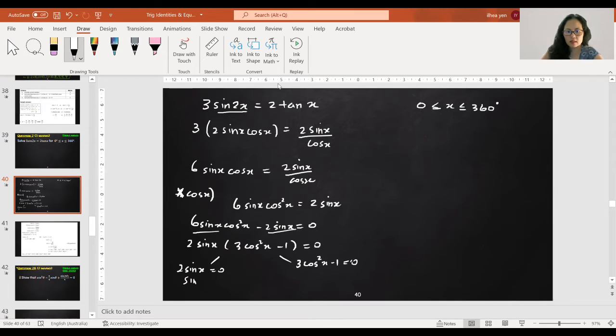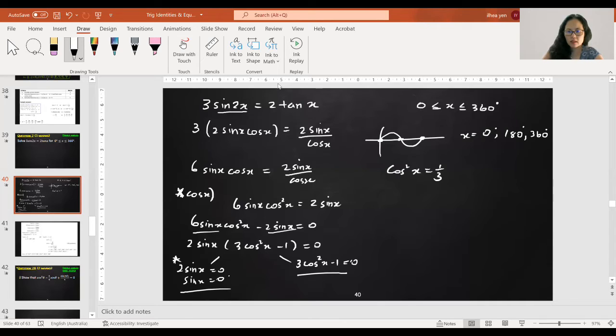All right, sin x equals 0. Now, this is a boundary angle as well. Which one will give me the 0 as my roots? So that will be x equals 0, 180 degrees, and 360 degrees. 3cos²x equals 1, so cos²x equals 1/3. And therefore, cos x equals plus or minus 1 over root 3. So it's all 4 quadrants.